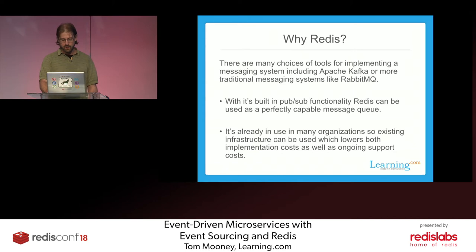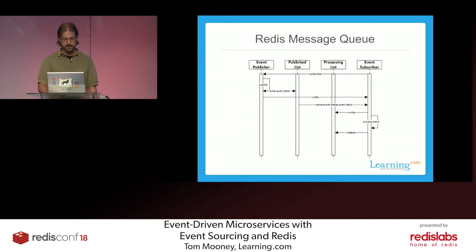As far as the nuts and bolts of actually implementing this, this is a pretty well-known pattern with Redis. It's actually documented pretty well on the Redis site. It's the reliable message queue pattern, except we've added one more piece to this, and it's a list of subscribers to a particular pub-sub channel.